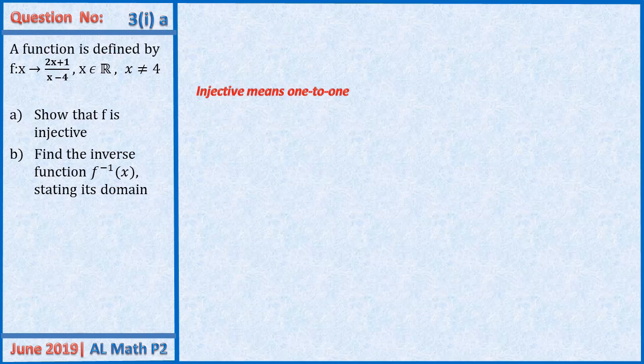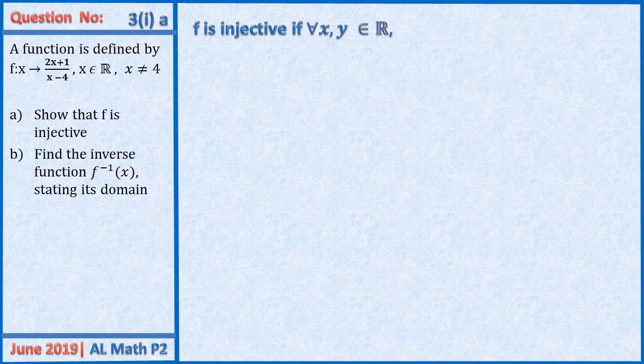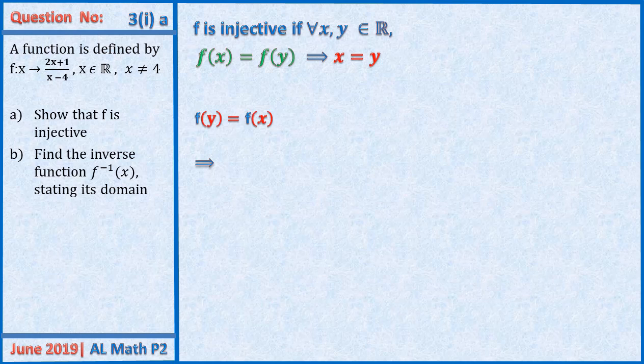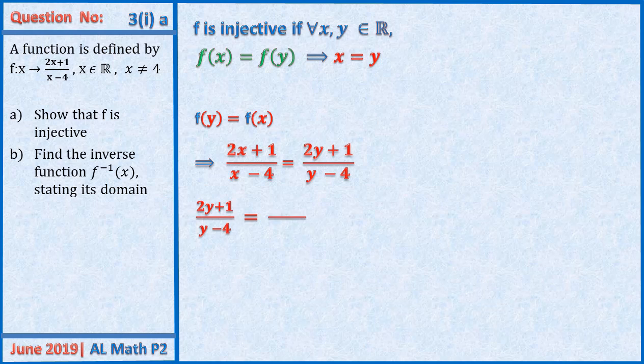Injectivity means one-to-one. For a function to be injective, it has to be a one-to-one function. So f is injective if for every x and y an element of the set of real numbers, f of x equals f of y implies x equals y. This is used in the test. So let us look at f of y equals f of x, and that gives us what we have on the screen. So cross multiplying, we have (2y plus 1) on (y minus 4) equals (2x plus 1) on (x minus 4).